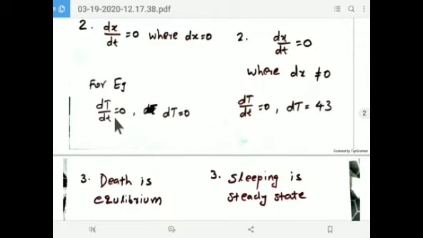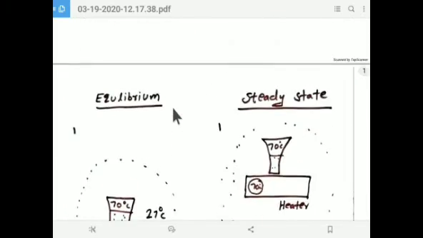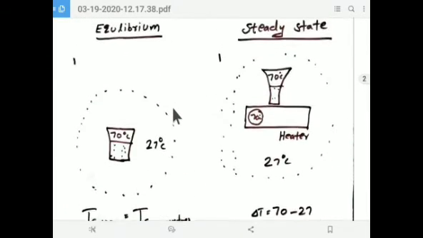Here T is the temperature and small t is the time. Then dT by dt is equal to 0, and T system minus T surrounding is equal to 0. So dT by dt is equal to 0, and this dT is equal to 0. Then let us discuss what is steady state.